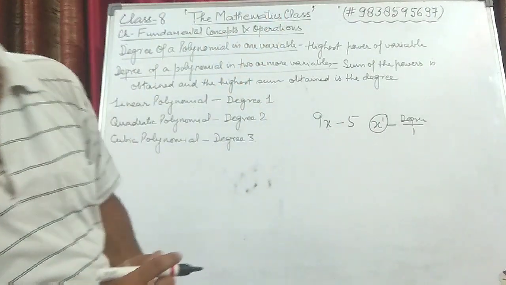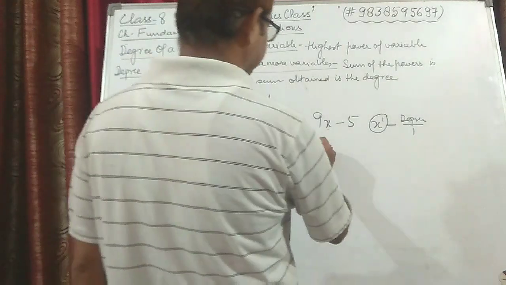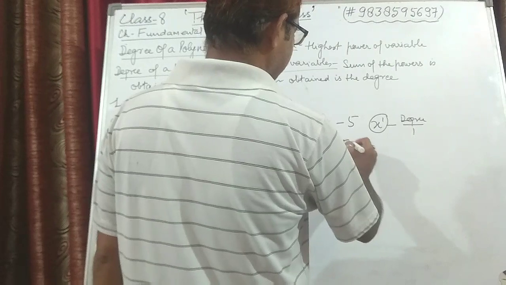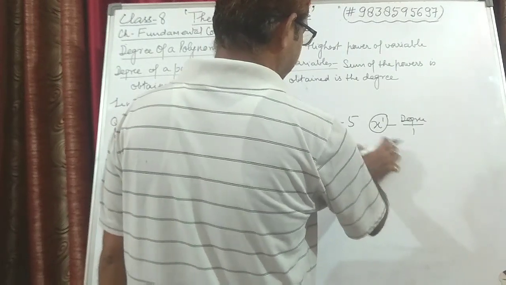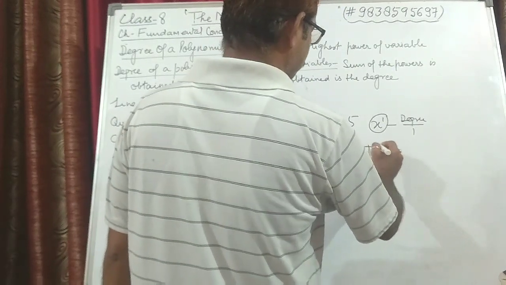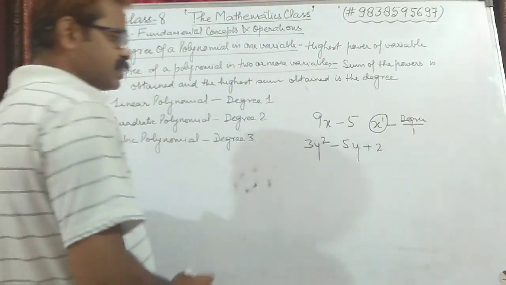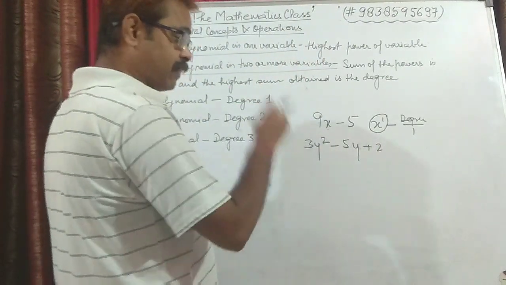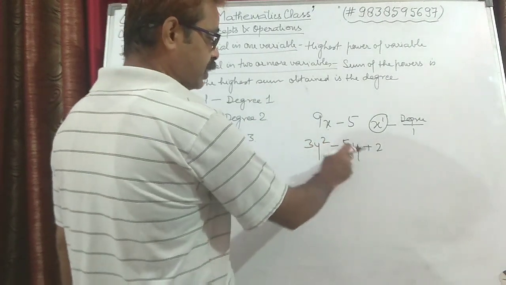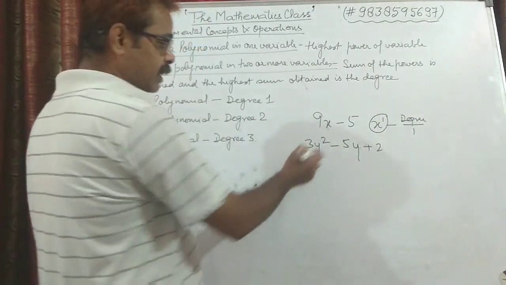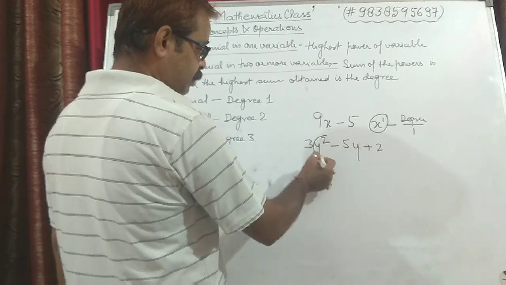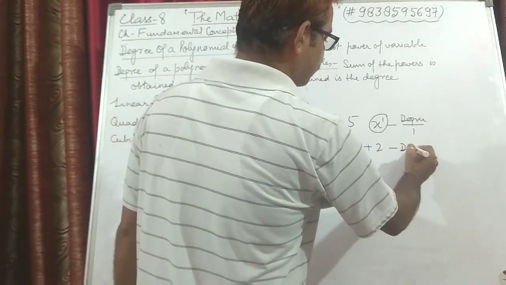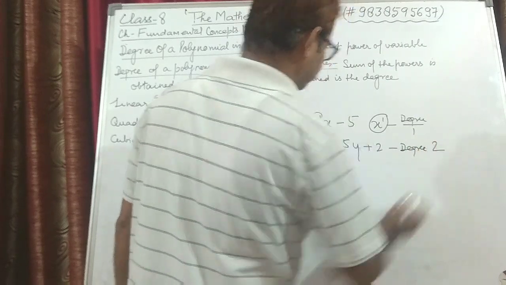Let's take one more example. Let's say 3y square minus 5y plus 2. Now this is a polynomial in one variable because the variable is only one, that is y. But the highest power of the variable is 2. So its degree will be 2.